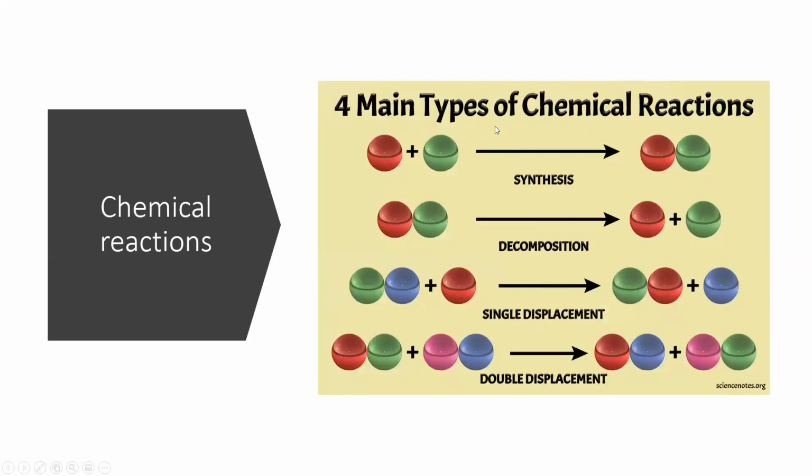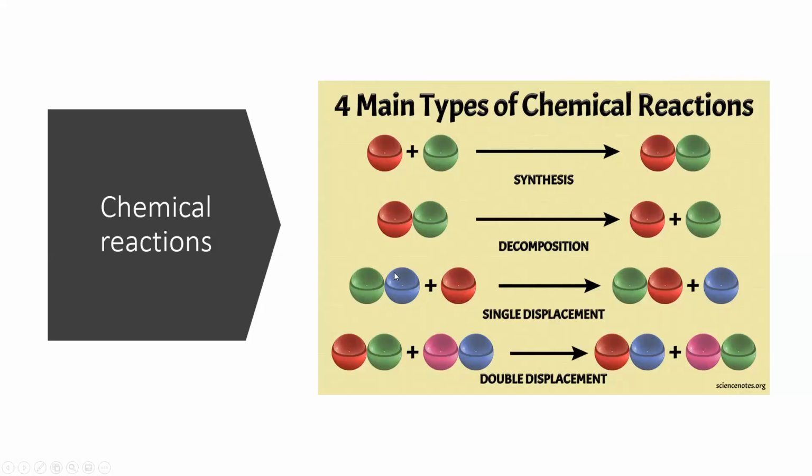We have different kinds of chemical reactions. Synthesis is when two different reactants join together to make one new substance. This is also known as combination. The opposite is when this product breaks down into different simple substances. This is known as decomposition.